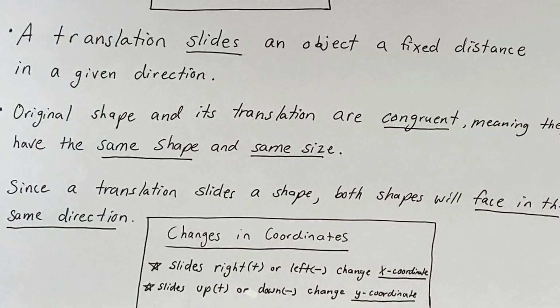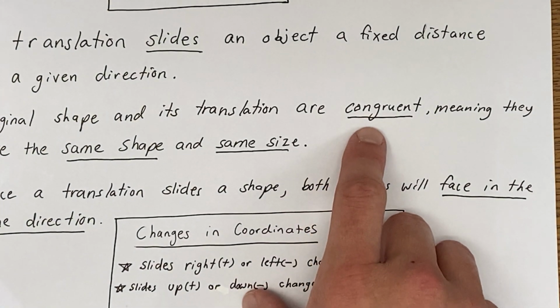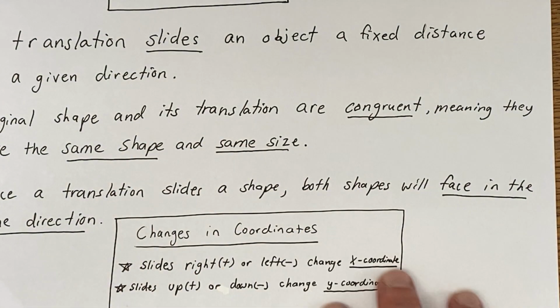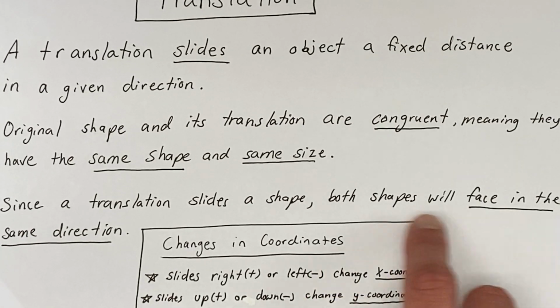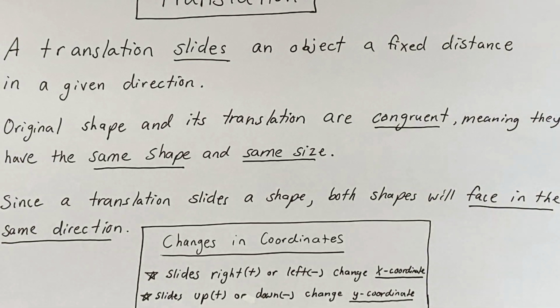Remember, the key part of a translation is that it slides, the shape stays congruent, meaning same shape and same size, and specifically to a translation, the two shapes will face in the same direction. That's a translation.